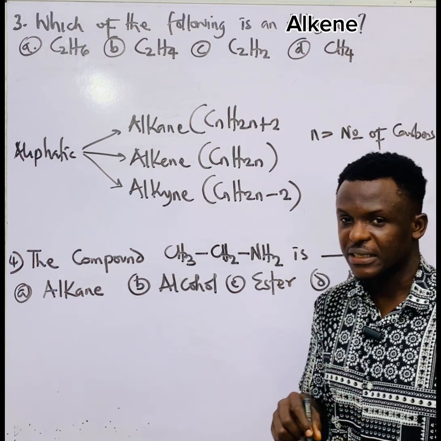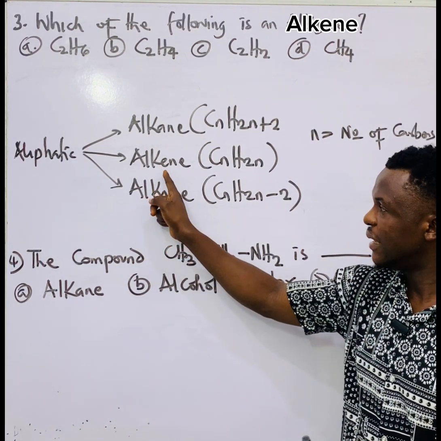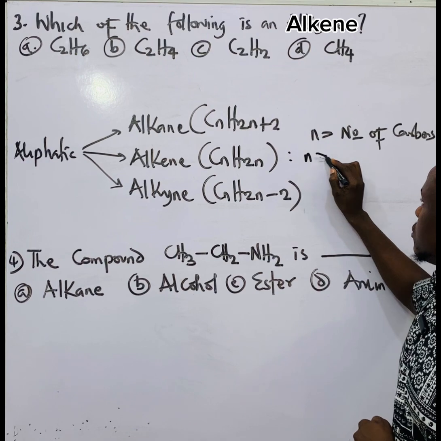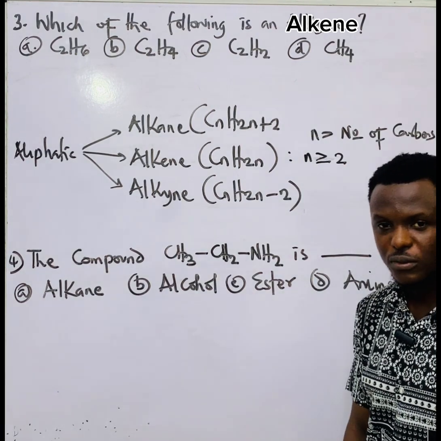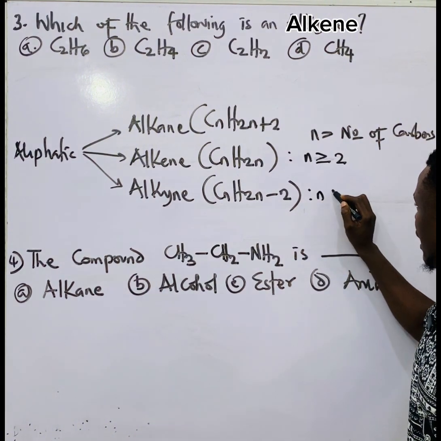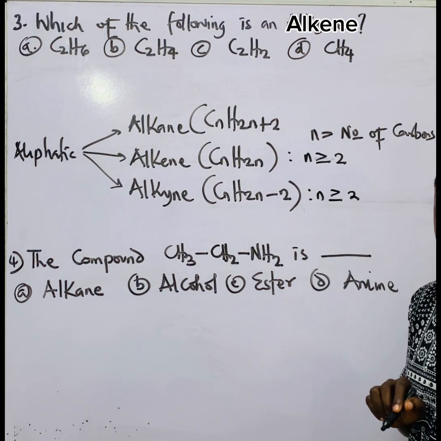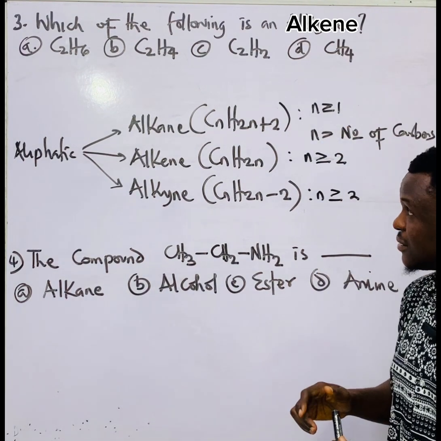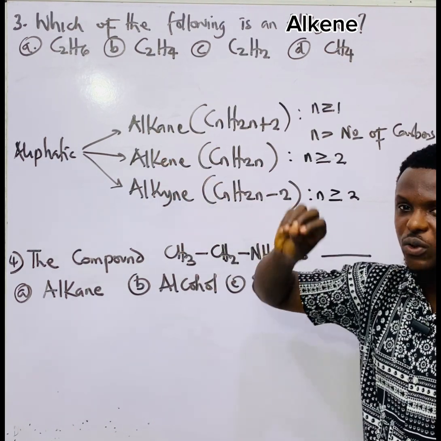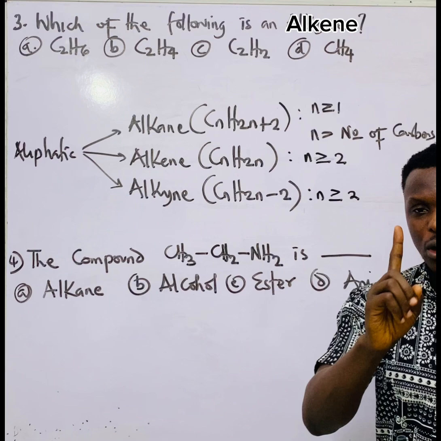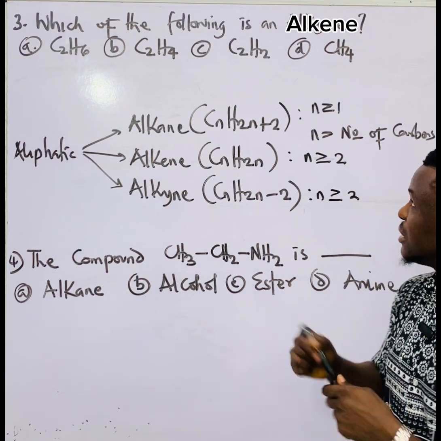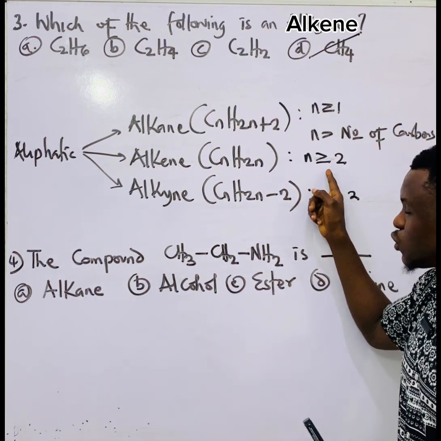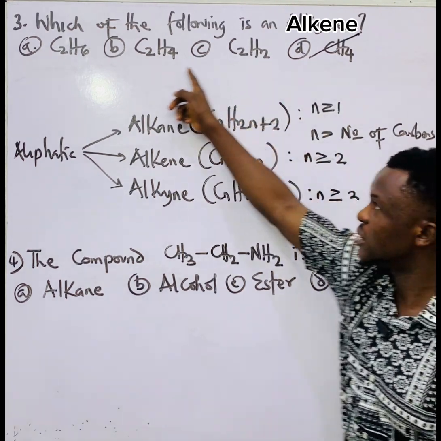But before we proceed, the first member of alkene starts from n equal to or greater than 2. Same thing here. For alkyne, n is always equal to or greater than 2. For alkane, n is equal to or greater than 1. So if you noticed, alkane is the only hydrocarbon that can permit 1 carbon atom in its compound. So this is not an alkene. The least member of alkene must have 2 carbons. So this is out, leaving us with 3 options.